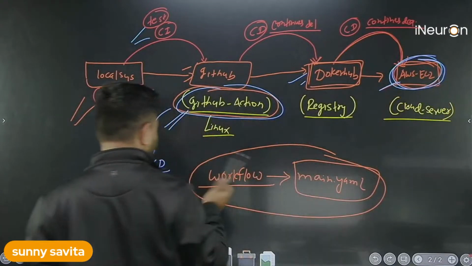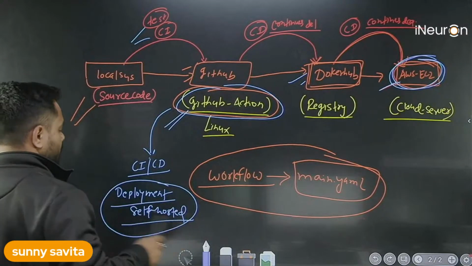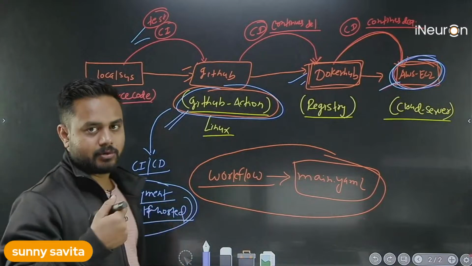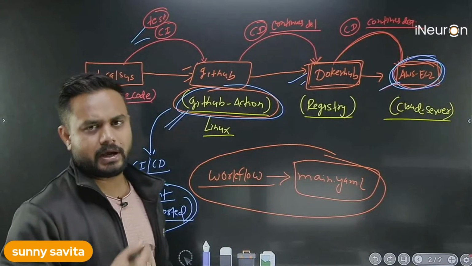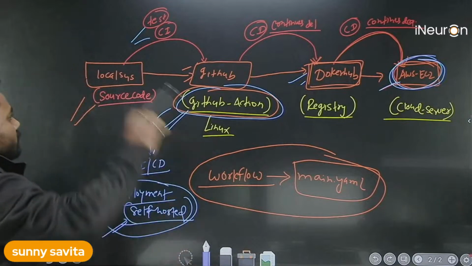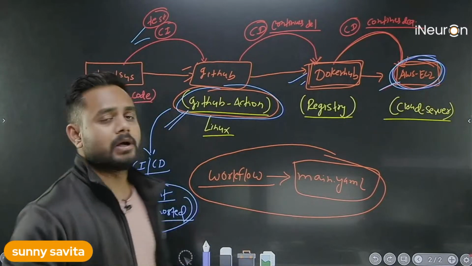So here in the workflow itself, we are mentioning that just for the deployment, we are using a self-hosted machine. Self-hosted means our machine, any sort of machine. You can select any server from anywhere. This is up to you. So this is the complete architecture which I discussed in my previous class related to the deployment.